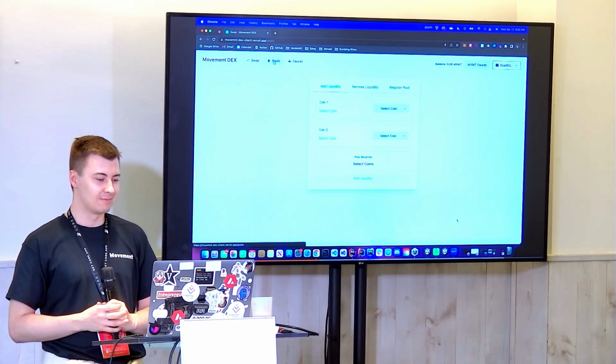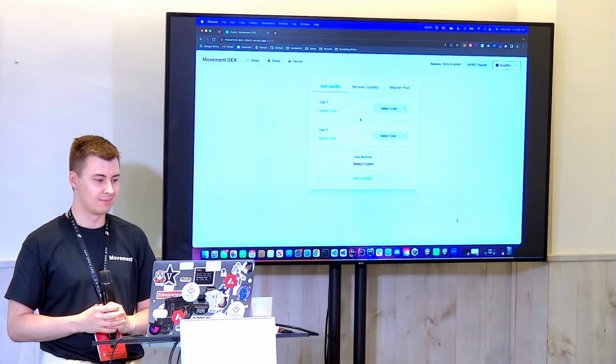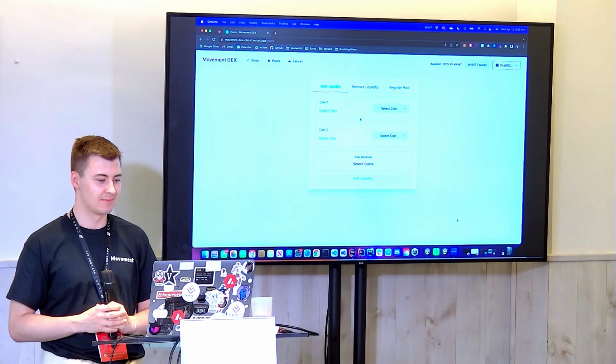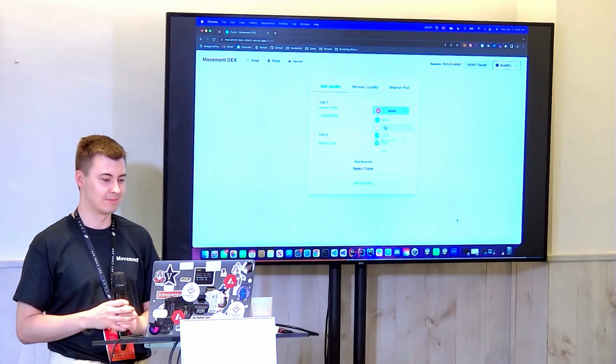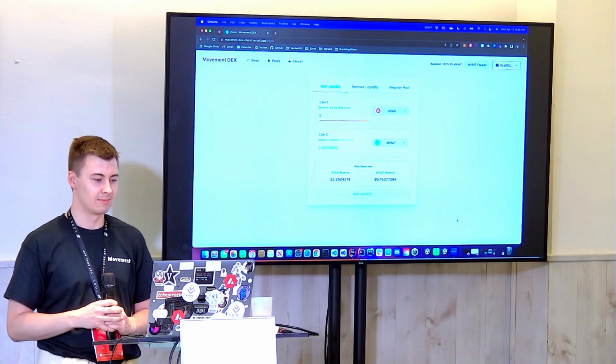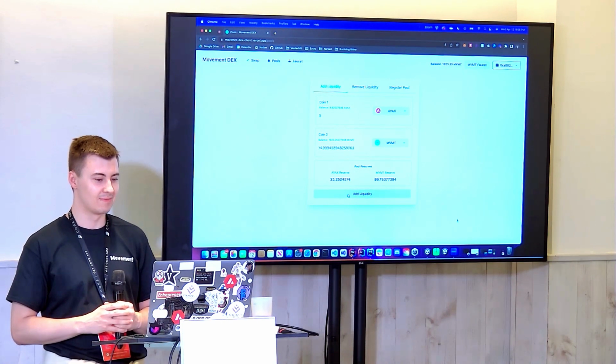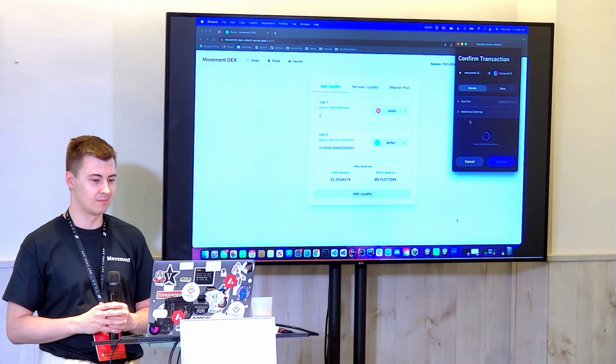From the pools page, you'll be able to add liquidity as well as remove liquidity, and also register new pools as new tokens are added. So let's now add liquidity to the pool that we just traded on. Let's say we want to add 5 AVAX tokens. It'll calculate the correct amount of Movement tokens. Go ahead and add the liquidity.